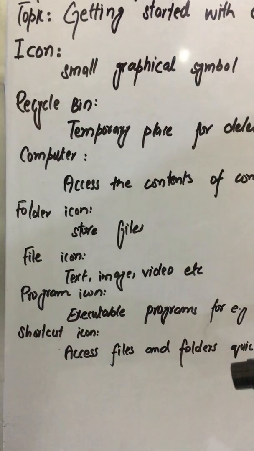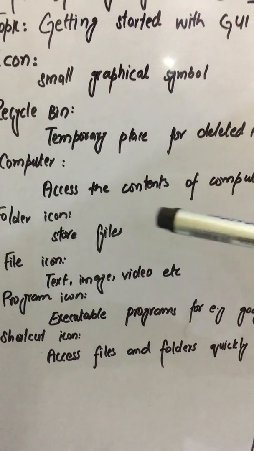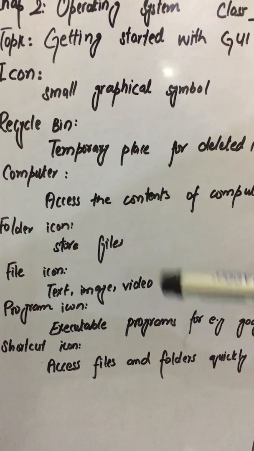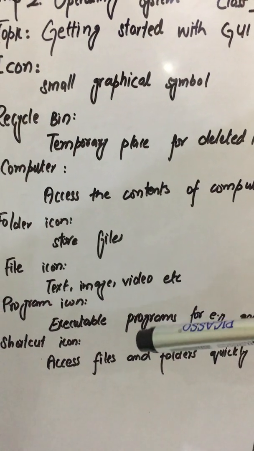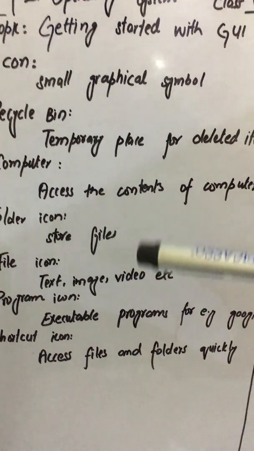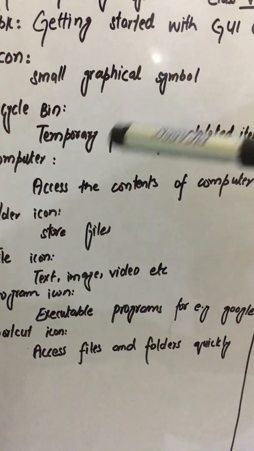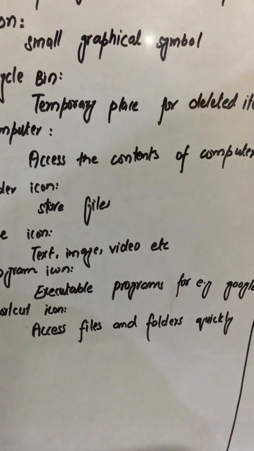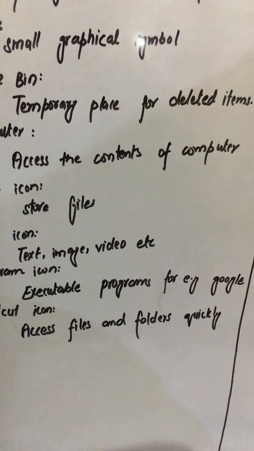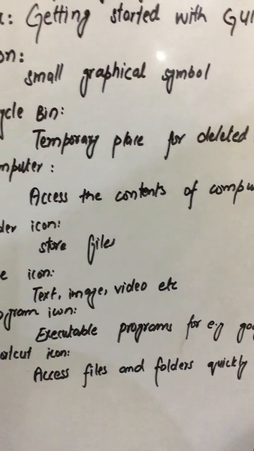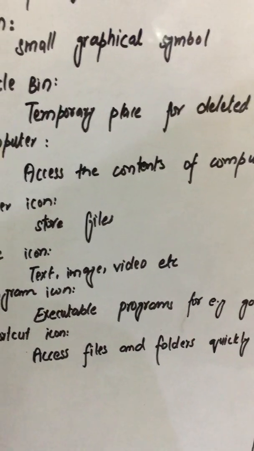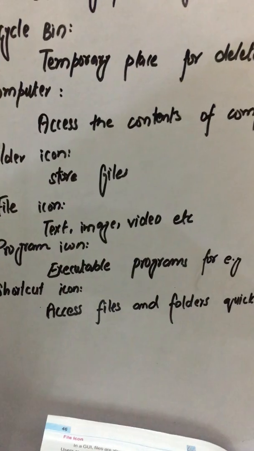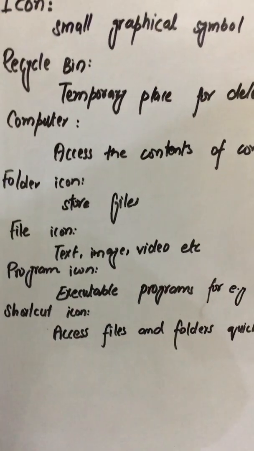Then we have the folder icon. Folder icon resembles a physical file folder. It is used to store different files. A folder can have another folder in it, which is known as a subfolder. Folders are kept in the computer to keep your files in an organized manner. Then we have the file icon. A file can be your text, it can be your image, it can be your video. So there are different files which are stored in your computer with different graphical symbols.